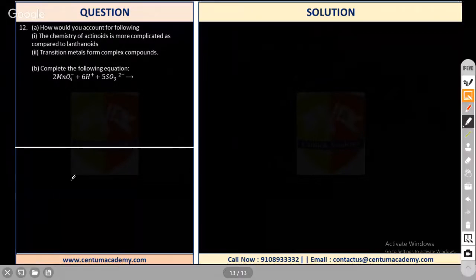Okay, you see this one. How would you account for the following? The chemistry of actinides is more complicated as compared to lanthanides. Okay, so you see here, lanthanides and actinoids.